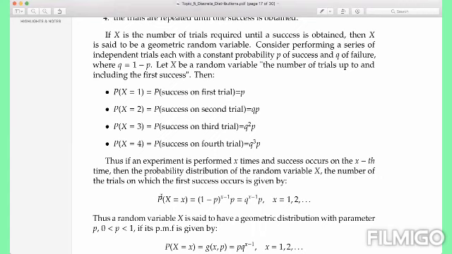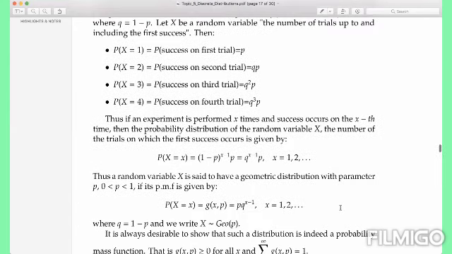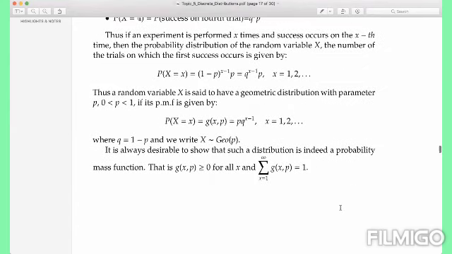Now this is how we can write the mass function for the geometric, whereby x is the number of trials. And don't forget that when you're writing a mass function, you have also to tell us the range.